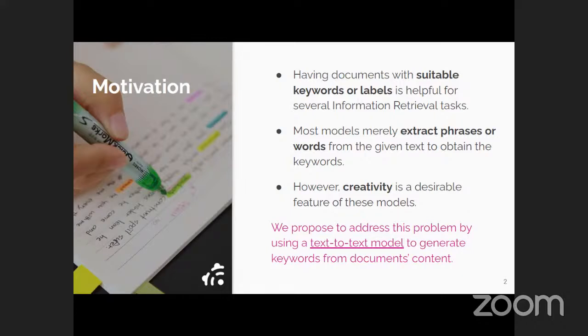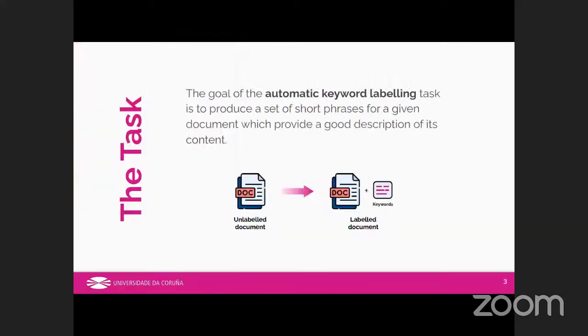Having this in mind, most models that address this task do it by merely extracting keywords from the given text. This means that creativity is not a feature of these models, but we think that it is really important here. Creativity in this context stands for the ability of the models to generate keywords that are not in the given text. So we propose using a text-to-text model in order to address this problem. The task we are addressing is the automatic keyword labeling task, and the main goal is to provide a set of short phrases or words that properly represent a document.